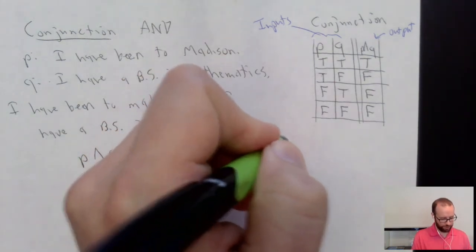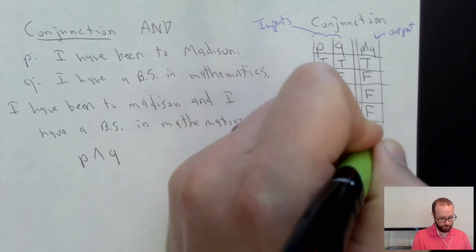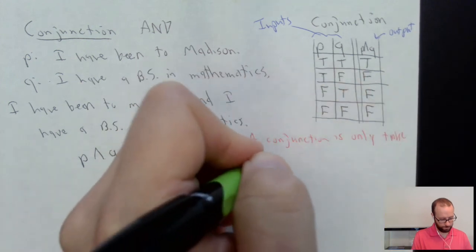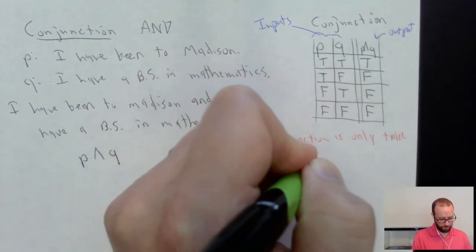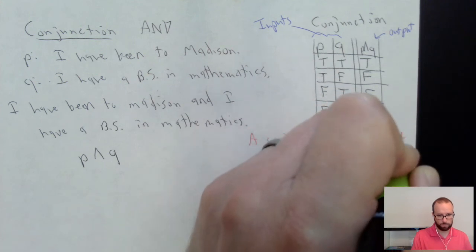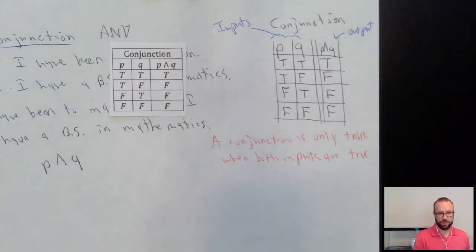A conjunction is only true when both inputs are true. That's the defining row of this truth table. And again, when I'm doing work here, I'll use this little typed guide that has these same values on it.